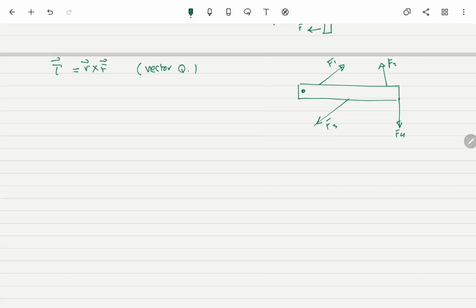So for instance, the net torque in this case equals torque from force 1, plus torque from force 2, plus torque from force 3, and plus torque from force 4, etc. And this is vector addition, it's not scalar addition. Now let's have an example.